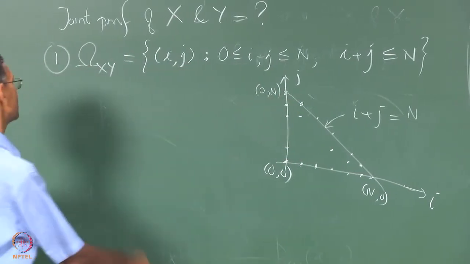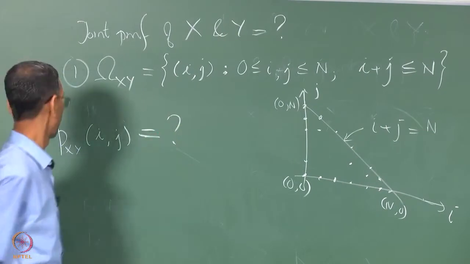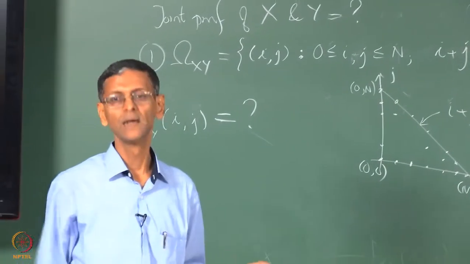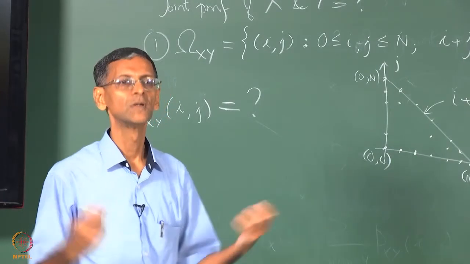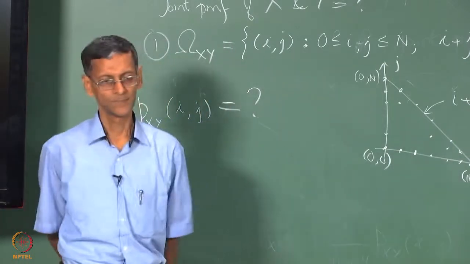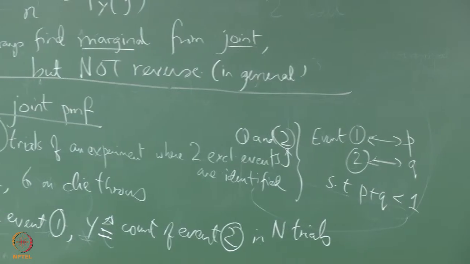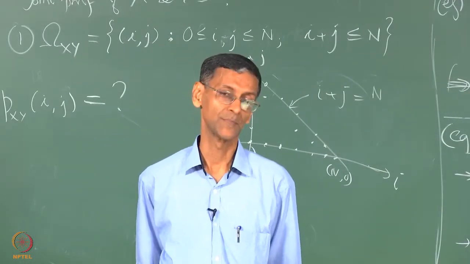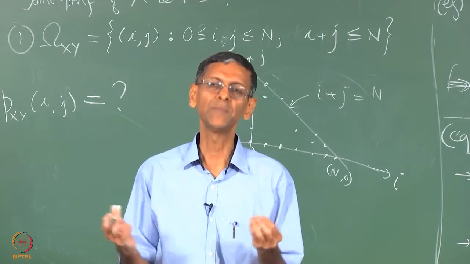Now, we want to ask again the same old question, what is this joint probability P_xy(i, j), which is the joint probability of x taking the value i and y taking the value j on a single run of the experiment, which gives you x and y values? How do you go about writing this? Remember, x measures the count of event 1 which happens with probability p, and so here you are saying that event 1 occurs i times, event 2 occurs j times, and neither occurs n minus i minus j times.